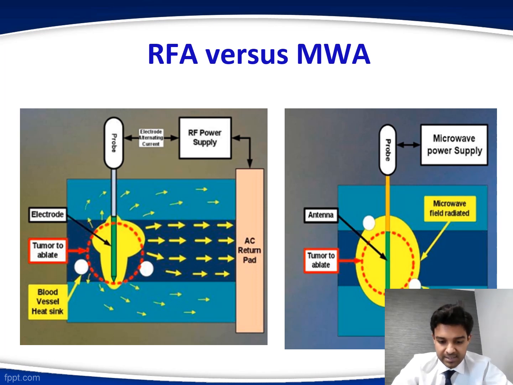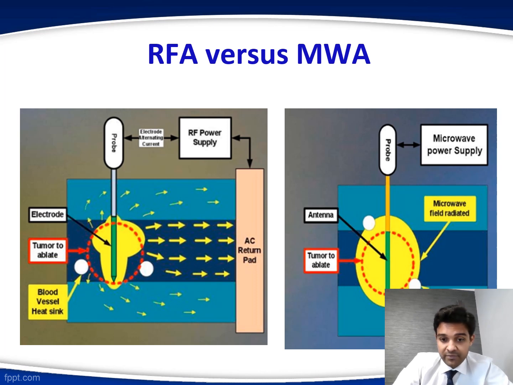Like I said, heat sink effect is when there's a blood vessel next to the target lesion, the heat sinks into that blood vessel and moves along with the blood flow. So there's less heat in the ablated zone, and the ablation zone is not effective enough to encompass the entire tumor. So that is what happens in RFA.